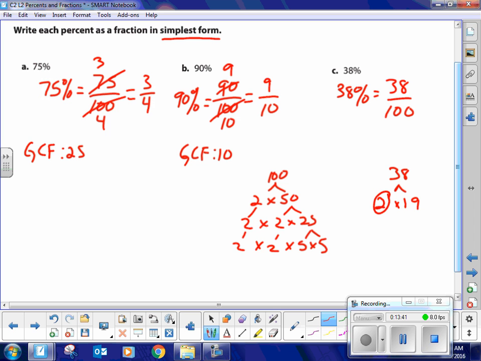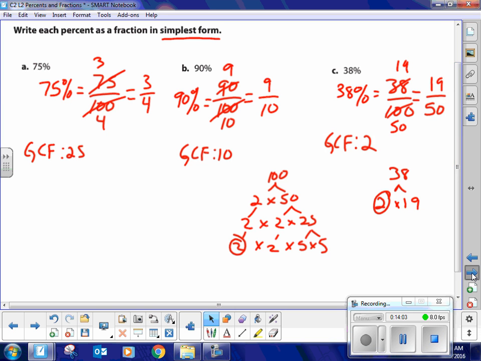They both have 2 in common. So I'm going to divide both of these by 2. So the GCF is 2. I'm going to divide this by 2, makes it 19. This by 2, that's 50. So we have 19 over 50. 19/50ths, right? That's how you'd say that. Ta-da! No big deal. You should have tried that on your own.